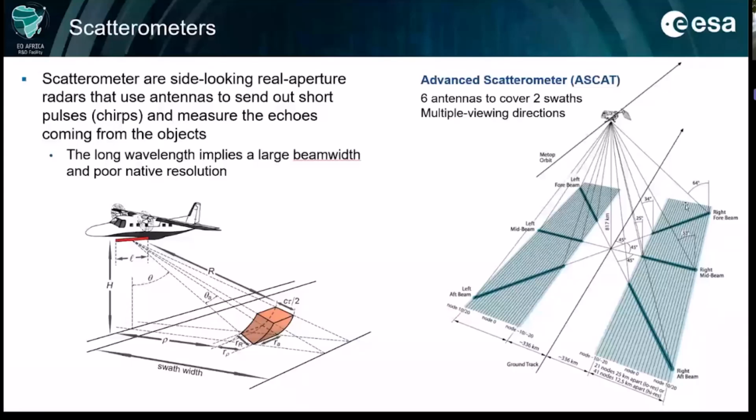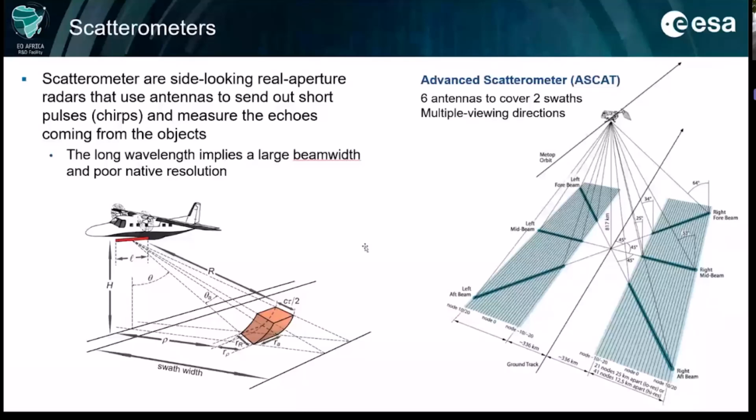And each of the left and the right swath is covered by 3 antennas: a mid-beam antenna, a forward-looking antenna, and a backward-looking antenna. And because the satellite moves very quickly, basically each point on the surface is more or less instantaneously measured from 3 different directions, which is very beneficial for our purpose of doing soil moisture retrievals.